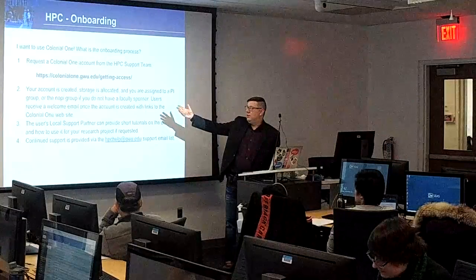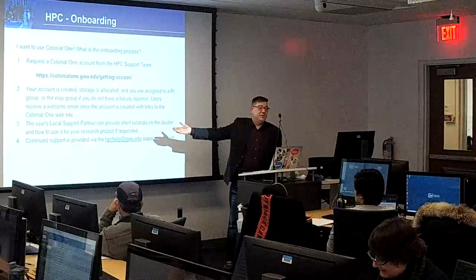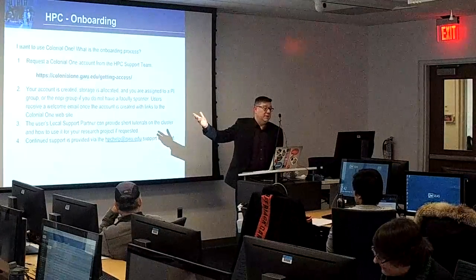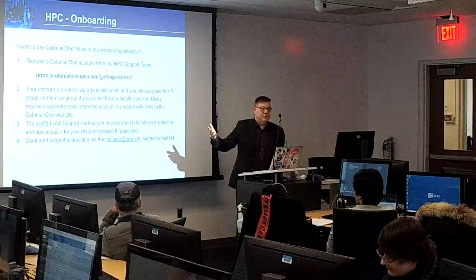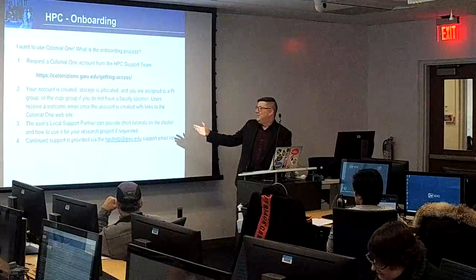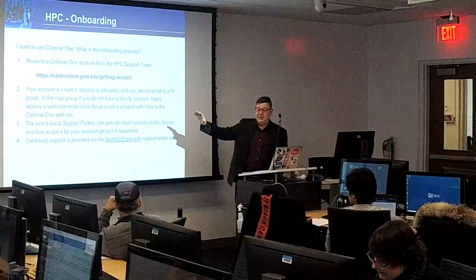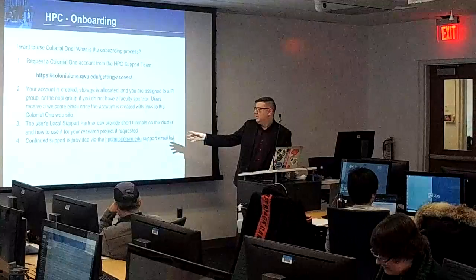Once you fill out the form, we create your account. We give you a home directory. We assign a group to you. If you don't have a faculty sponsor, your group is actually called No PI. A little bit later when you log in, we'll find out some of you are in the No PI group. You receive the welcome email, and then you're ready to go. Once your account is created, you can log in, and Colonial One is your oyster.